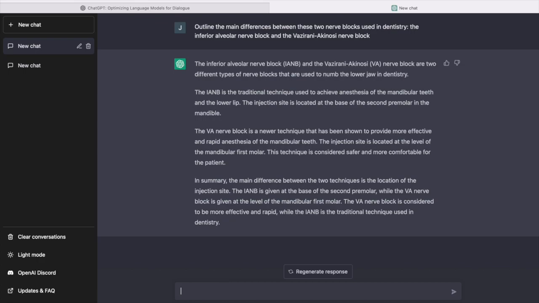Yeah, I think I have read some studies comparing the efficacy of these different nerve blocks, and the VA is generally more successful than the traditional Halsted technique. But overall, this was an epic fail for ChatGPT. It just completely fudged the injection sites. What a shame.